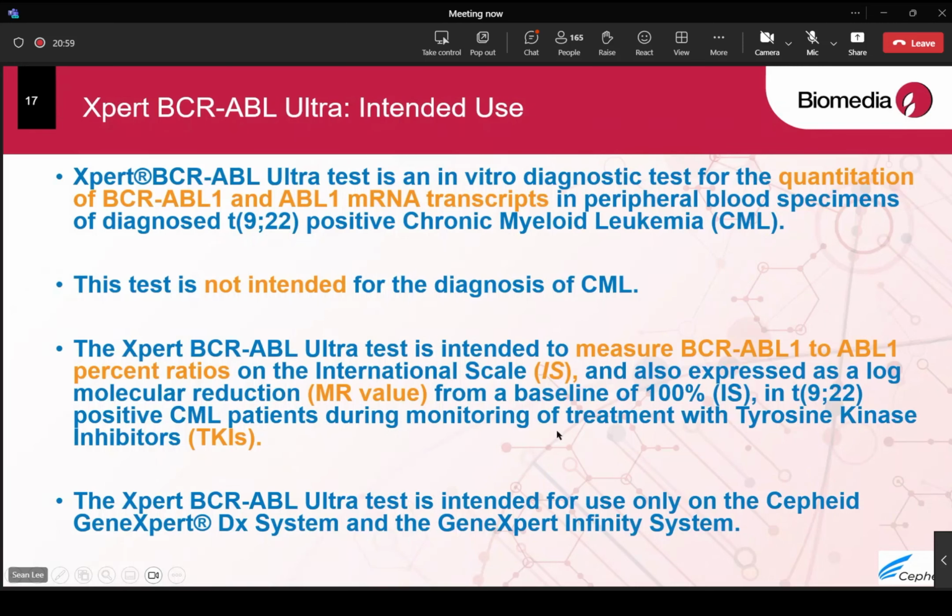tyrosine kinase inhibitor. So that means first you get a baseline of the patient. After treatment with TKI, after probably 6 months, for example, you want to monitor again, then you use this test. This test is meant for treatment monitoring. All right, so do not use it for diagnosis.